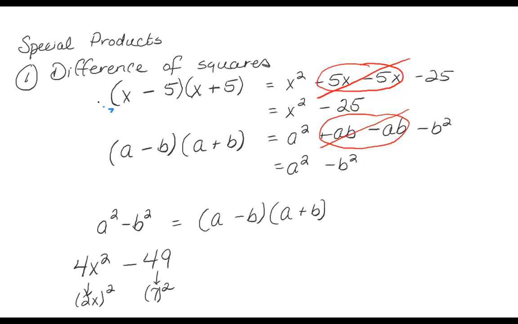The 2x is my A, the 7 is my B, and this should factor as 2x minus 7 times 2x plus 7. And you can multiply that out and check it and make sure that it works, and it will. So that's sort of the difference of squares idea.